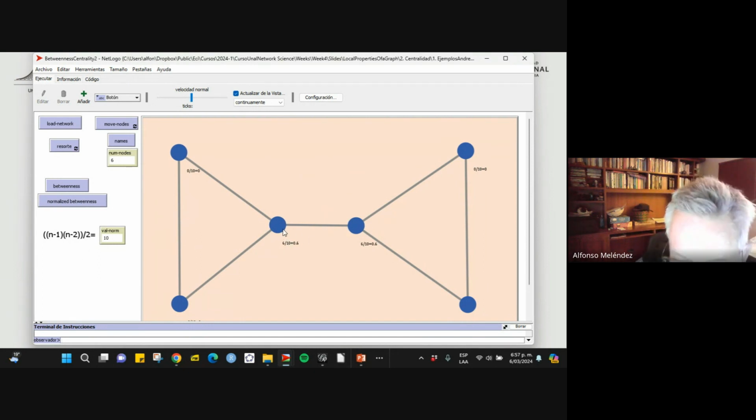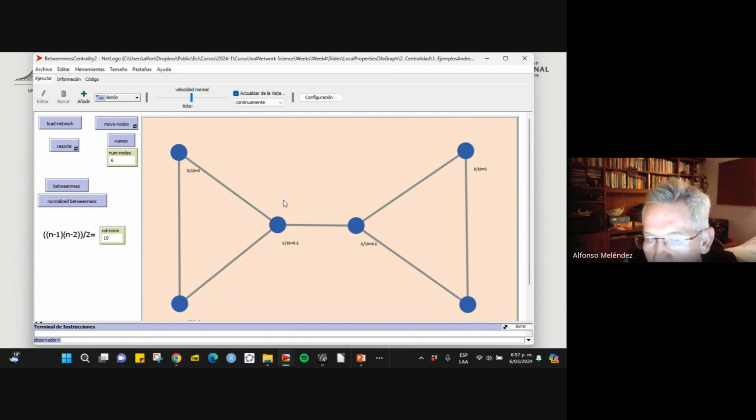Okay, the details of the formula you could find on the internet. Ask ChatGPT to explain it. The important thing is betweenness is different from closeness, and closeness is different from degree.